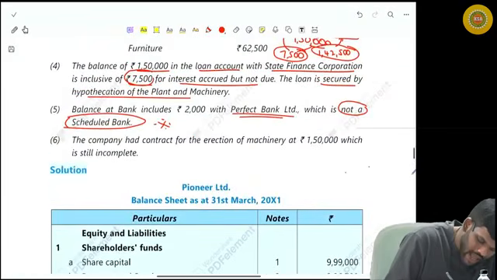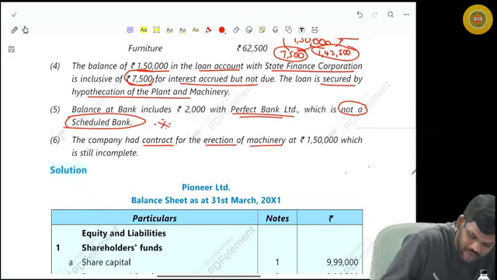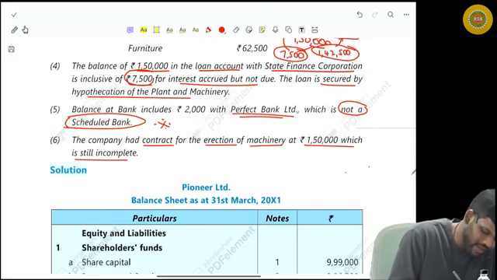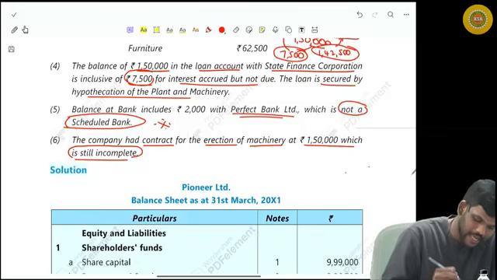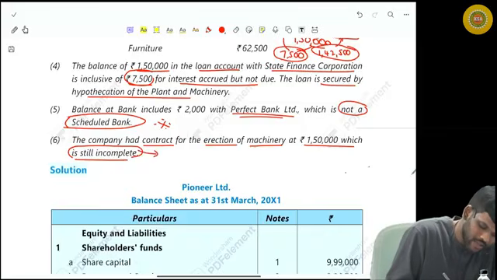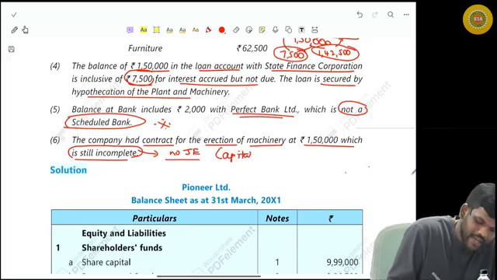The company had a contract for erection of machinery at rupees 1,50,000, which is still incomplete. Sir, what to do for this? Guys, remember this. For this, actually, no journal entry. This is actually a capital commitment. This is called as capital commitment.